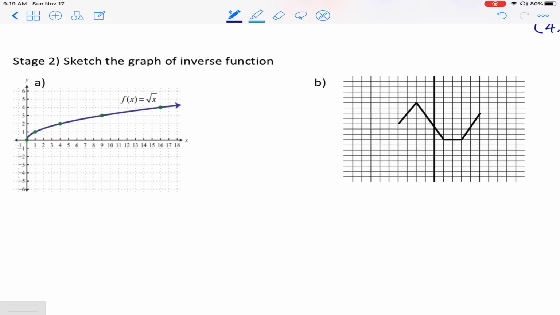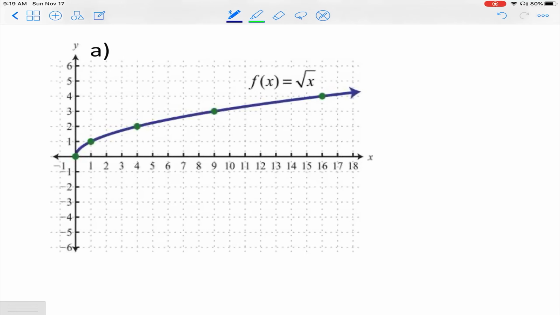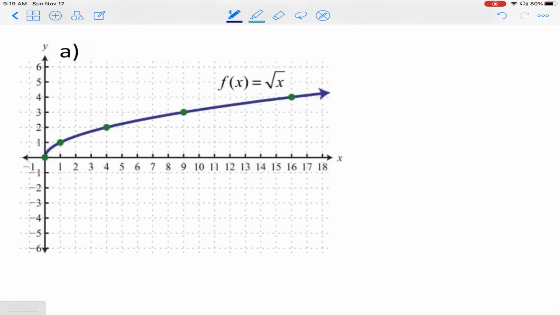Then stage 2 is just the sketching. So the first example, same thing. The first thing that you have to remember is that the points switch the x and y position.